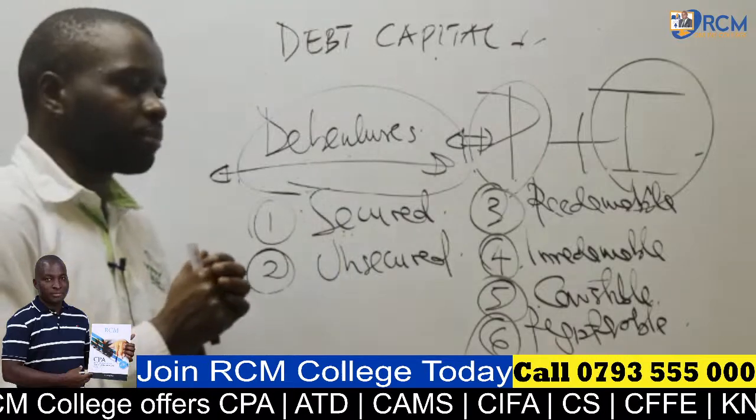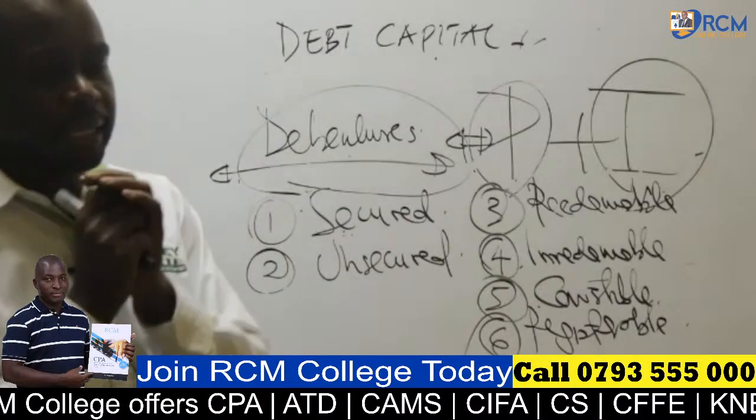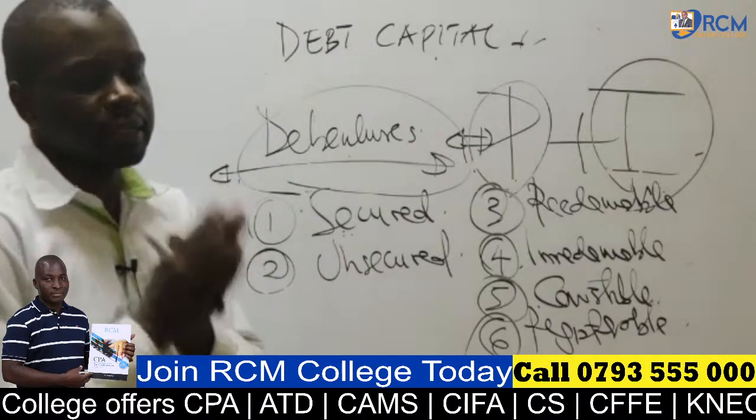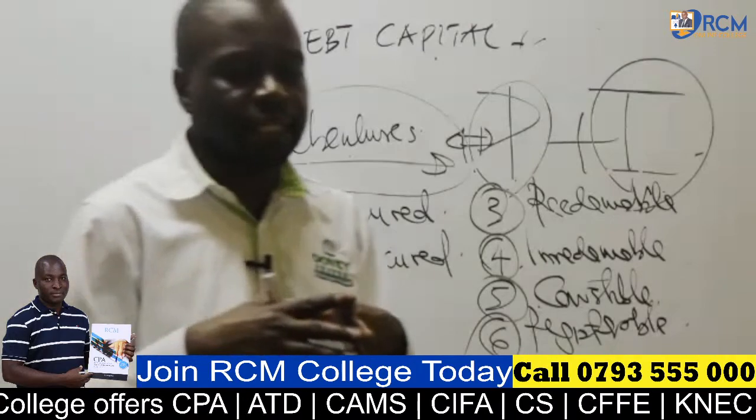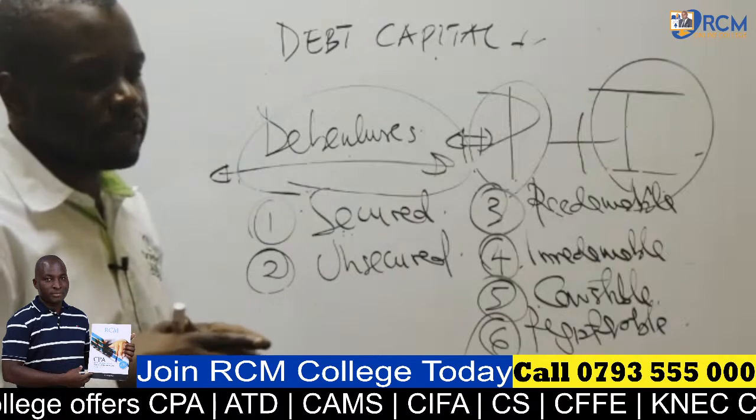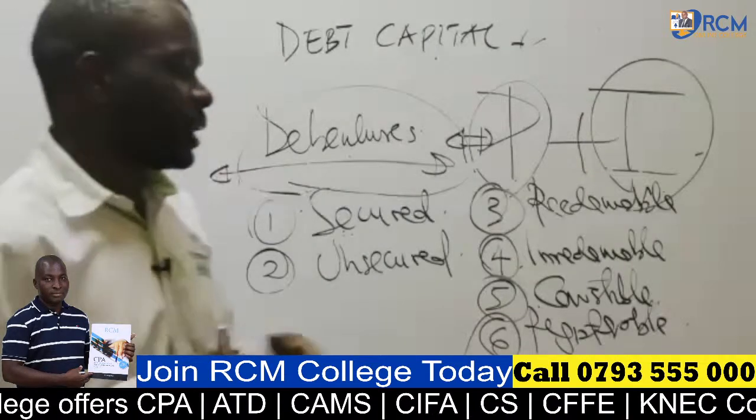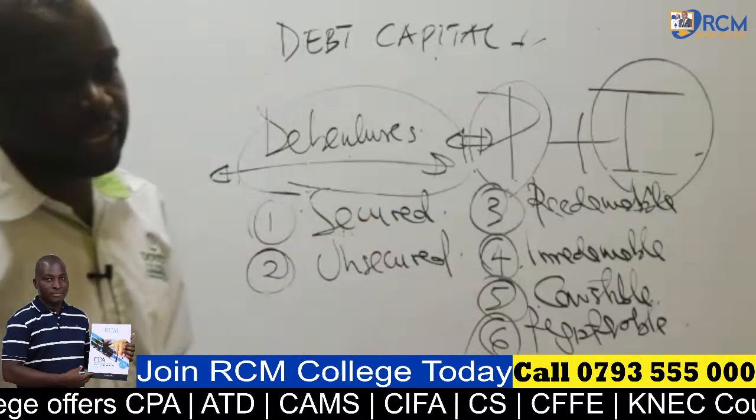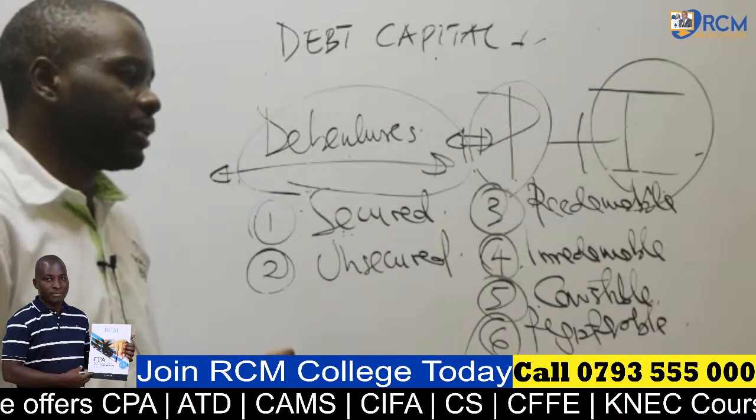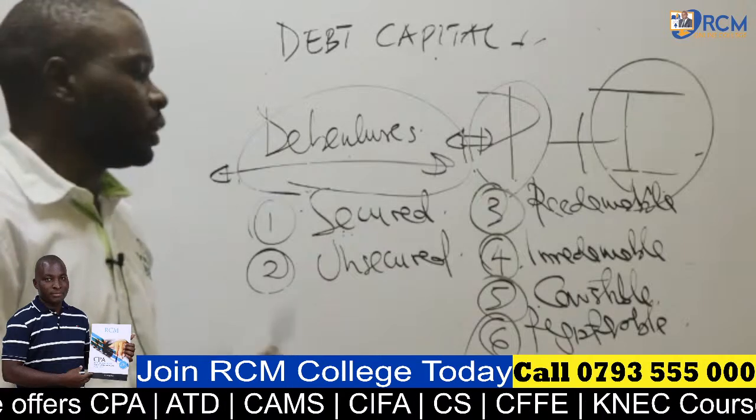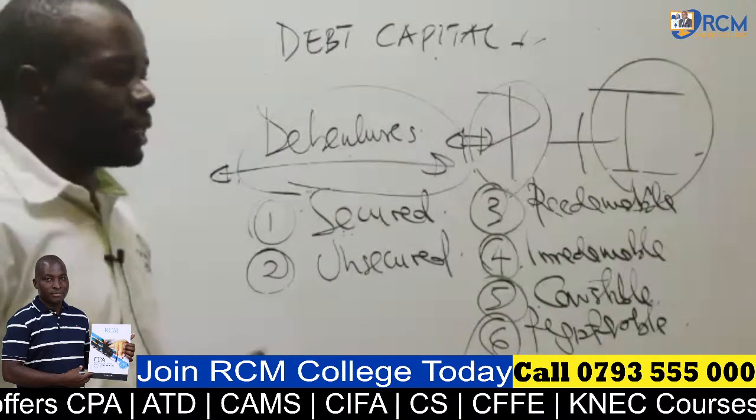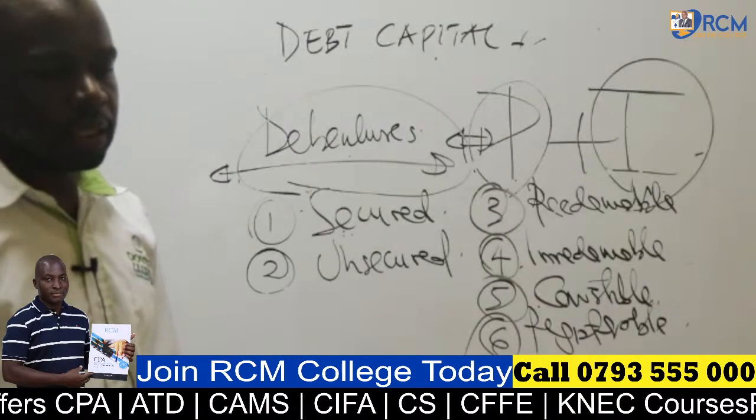Registerable debenture. From the word registerable, these are normally registered in the name of the holder. They contain all the details to do with the holder of the debenture, the number of debentures that have been acquired. That is what we mean by a registerable debenture. It is simply registered in the name of the holder. So those are the types of debentures that we can have.